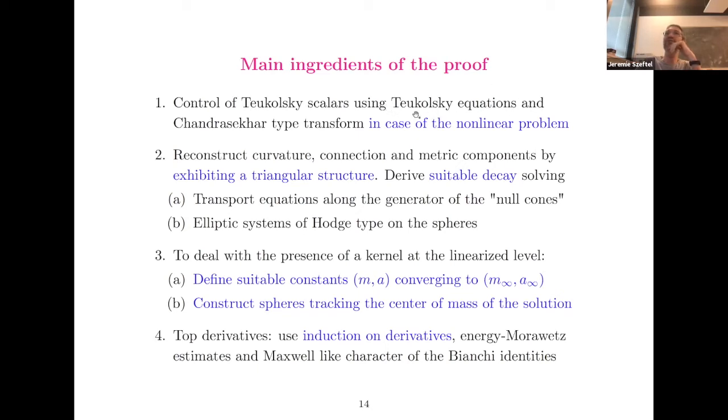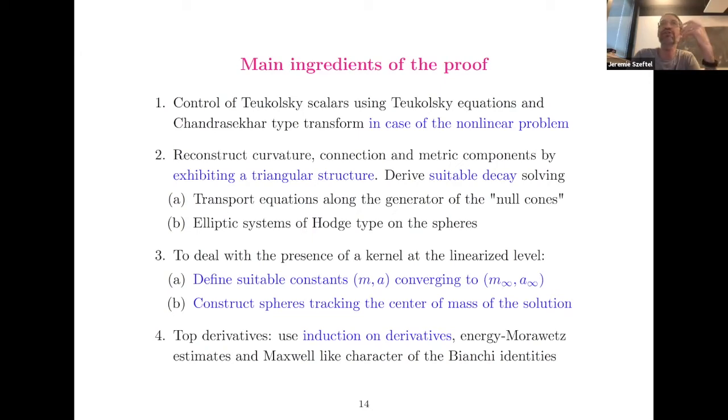You derive the analog of the Teukolsky equation in the nonlinear problem, which now doesn't have 0 on the right-hand side, but is coupled to quadratic terms. But the important thing is that there are quadratic, no linear terms. So it decouples from the rest of the solution at linear level. And then you use the Chandrasekhar type transform to control this so-called Teukolsky scalar for the nonlinear problem. This is one of the most technical parts of the proof, and it uses strongly the particular structure of the nonlinear terms on the right-hand side, the so-called null structure for people familiar with these problems.